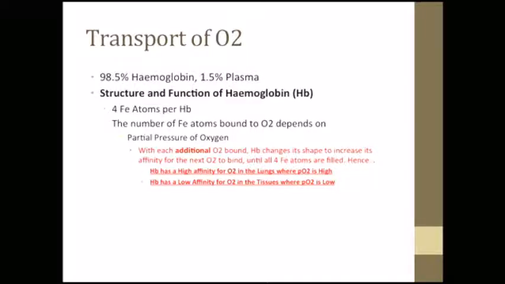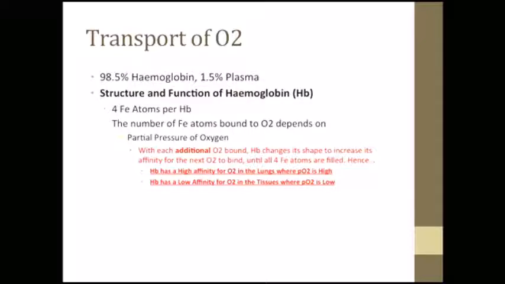The first oxygen binds, and this requires the most energy to bind, okay? After this happens, hemoglobin changes its shape and makes it easier for the next oxygen to bind. When the next oxygen binds, it changes shape again, and for the next oxygen that binds, it's even easier. It's even easier for the next one to bind. And then last of all, it changes the shape, and the fourth oxygen binds really, really easily. Okay? And this is important to understand the O2 hemoglobin dissociation curve.